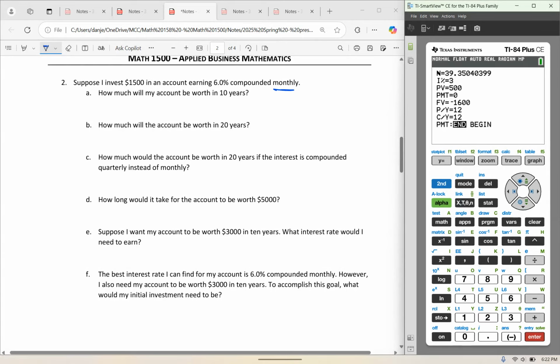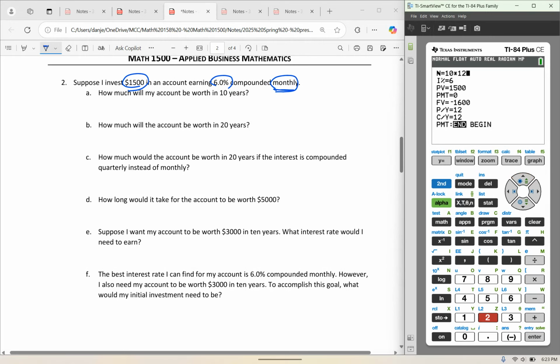Now here, this capital N is not going to be 10, I'm sorry, because it's going to be earning interest monthly for 10 years. So that's 120 months. Now you notice I said for 10 years, 12 times per year. I can do 12 times 10 and the calculator will do that calculation for me. How much will my account be worth in the 10 years? FV, alpha solve. It's going to be worth $2,729.10.